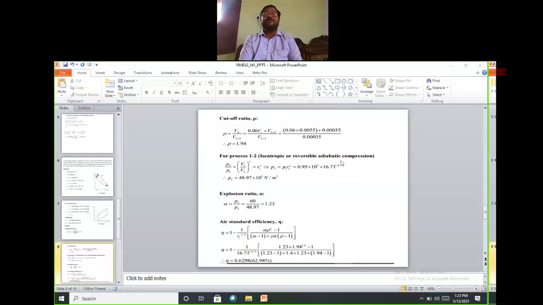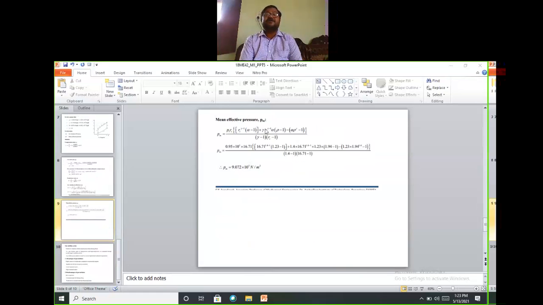Process 1 to 2, from here you calculate P2 and the explosion ratio alpha, P3 by P2. After calculating the explosion ratio, the compression ratio you know, alpha the explosion ratio you know, cutoff ratio also you know. Gamma he has not given, you must remember that gamma is 1.4. By substituting all the things, you will get 62.98% efficiency. Mean effective pressure also, you substitute all the things and you will get it.